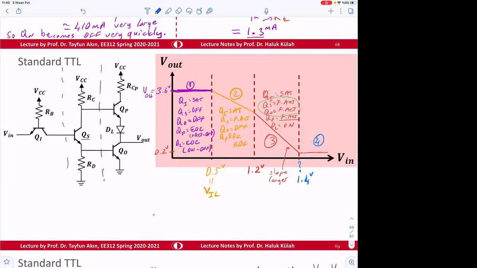Okay. So this voltage we already determined, and that voltage is going to be finally 1.4 volts. Therefore we call this thing V input high. We already determined V output low. We know output high. We know this. We know this.